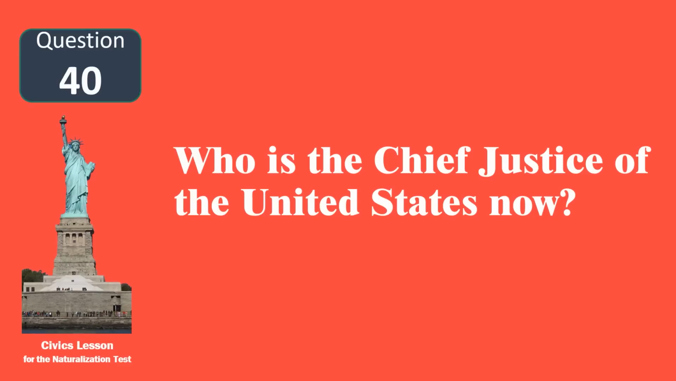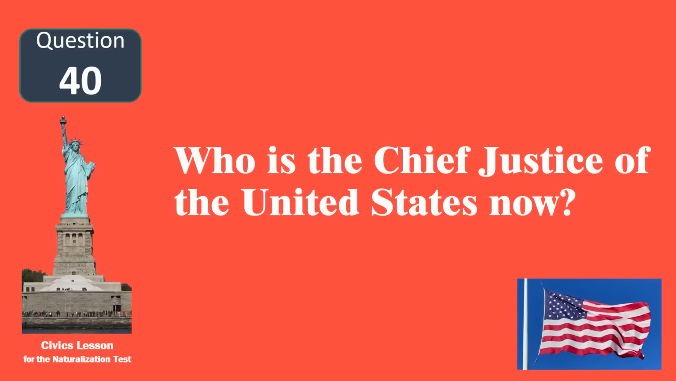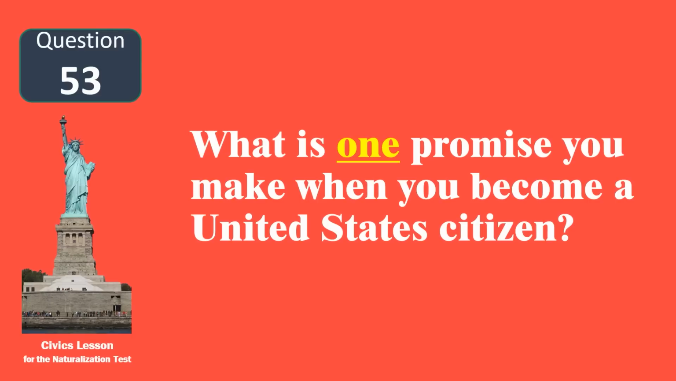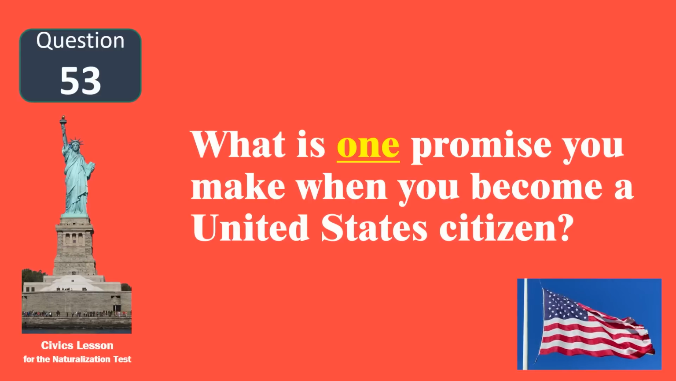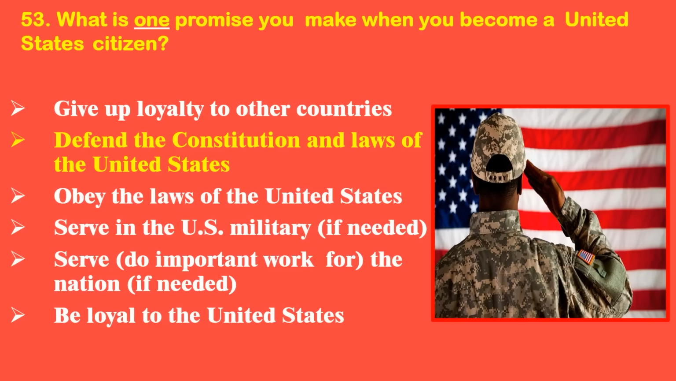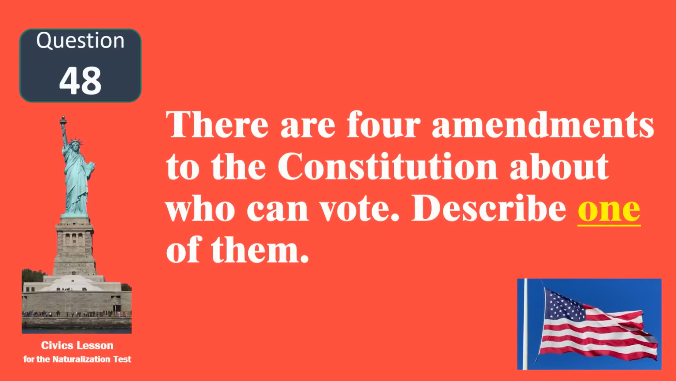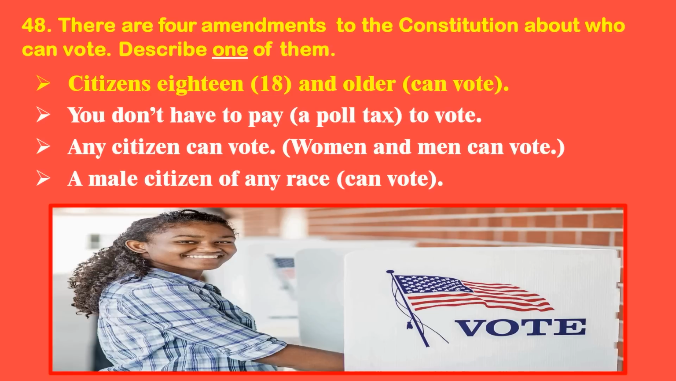Who is the Chief Justice of the United States now? John Roberts. What is one promise you make when you become a United States citizen? Defend the Constitution and laws of the United States. There are four amendments to the Constitution about who can vote. Describe one of them. Citizens 18 and older can vote.